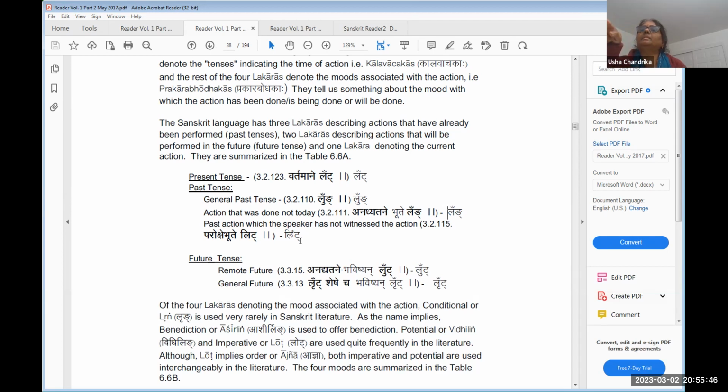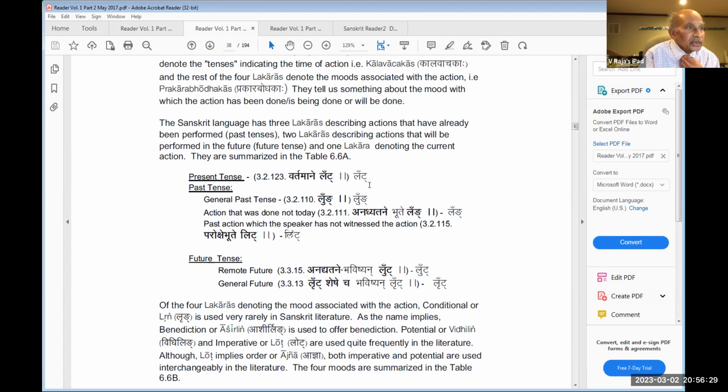So what is the difference between lan and lit, sir? Even the action that was done not today, you are familiar with that. The speaker has direct knowledge. Like suppose I saw my grandfather do this. That is lan. Lung is if it happened a long time back, and I witnessed it, that is lan. Whereas lit is when it happened but you don't have direct knowledge, you're trusting other people. And those are the three past tenses.